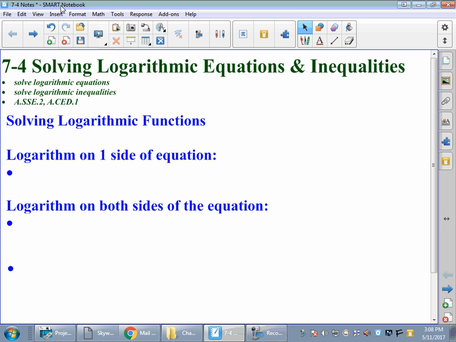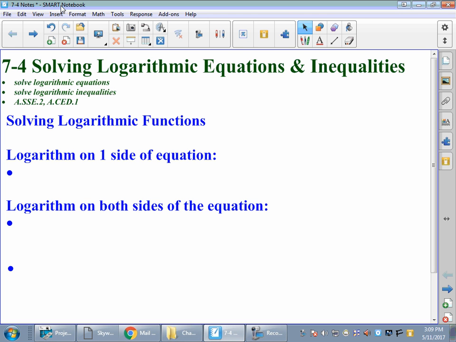These are your 7-4 notes on solving logarithmic equations and inequalities. So we are going to learn another approach to solving equations involving logs. Actually, this is the first approach for logs. One of the approaches is very similar to how we solved exponential functions, and then the other one's kind of brand new, but very simple, all the same.